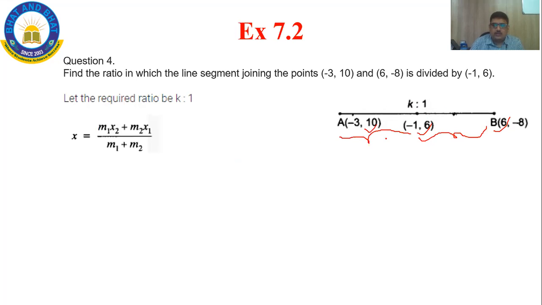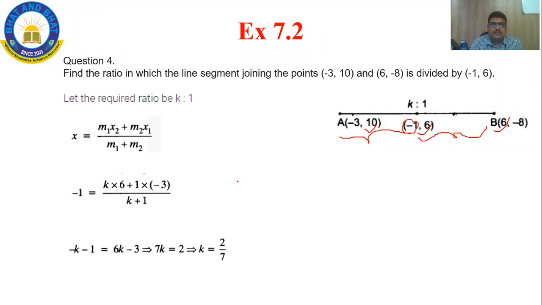So what is the section formula? x, that is k, sorry, minus 1, is equal to (m1 x2 plus m2 x1) divided by (m1 plus m2). That means (k into 6 plus 1 into minus 3) divided by (k plus 1). That substitution I will do. (k into 6 plus 1 into minus 3) divided by (k plus 1) is equal to minus 1.